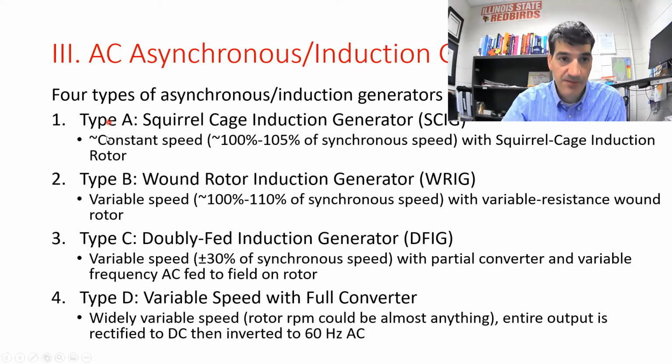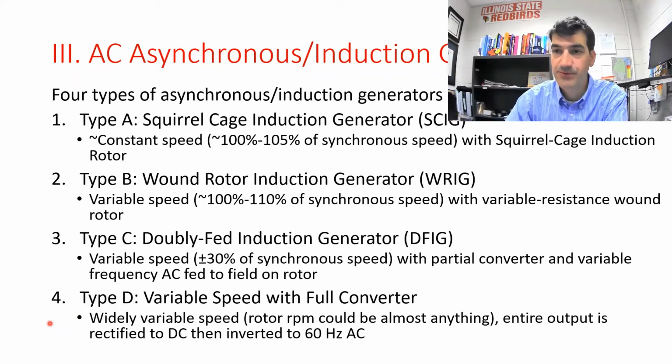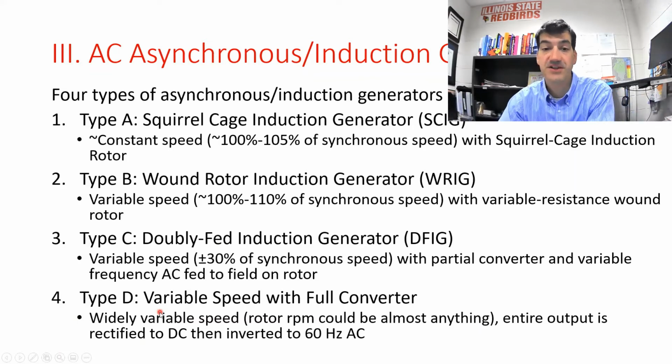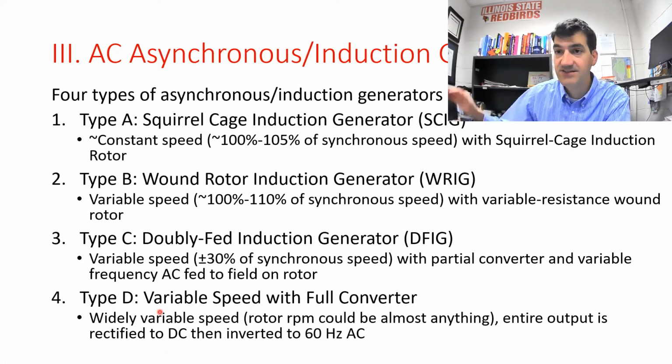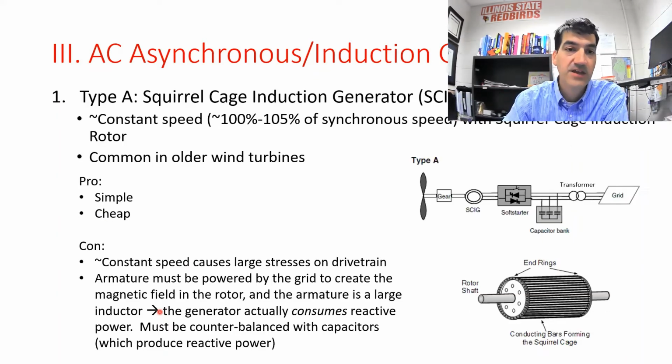And the farther down this list you go, the more variability they can deal with and still produce a constant 60 hertz output. All right, so we'll talk about the DFIG, doubly fed induction generator, in a few minutes. And then the last one is basically full variability. You can have almost any input and still create a nice smooth 60 hertz output.